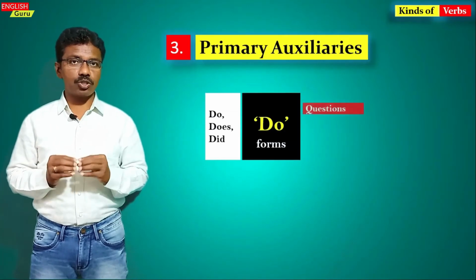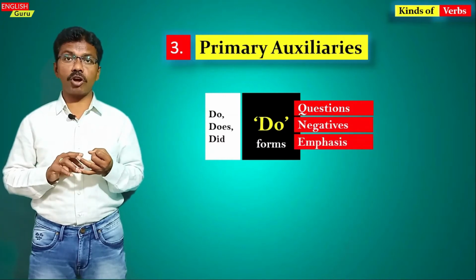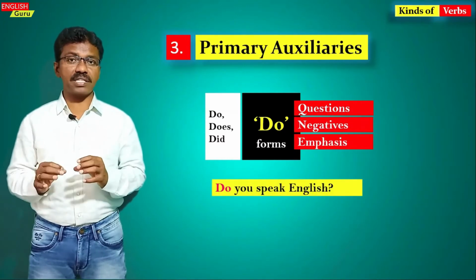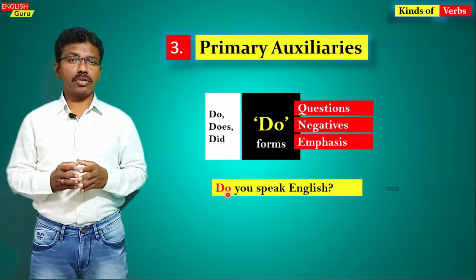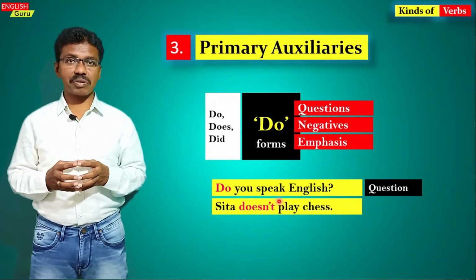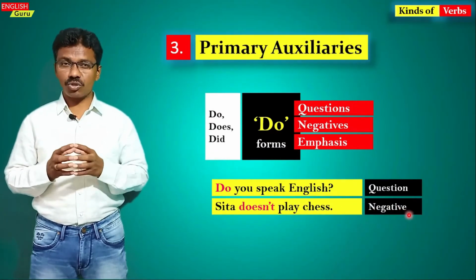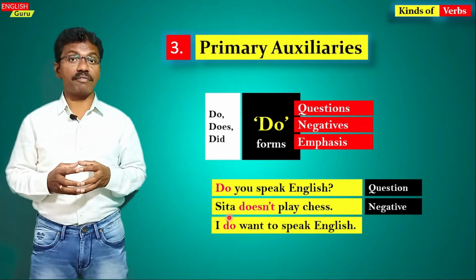And if we take do forms, do forms are used to ask questions, to form negatives, and to emphasize in a sentence. For example, do you speak English? Do, it's asking a question.